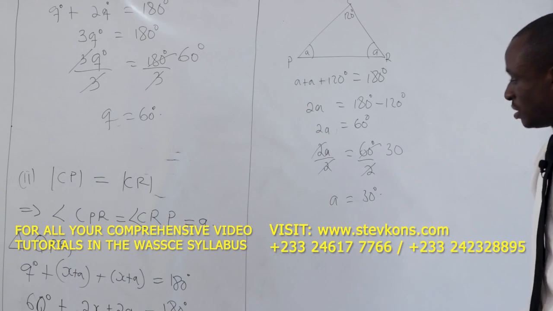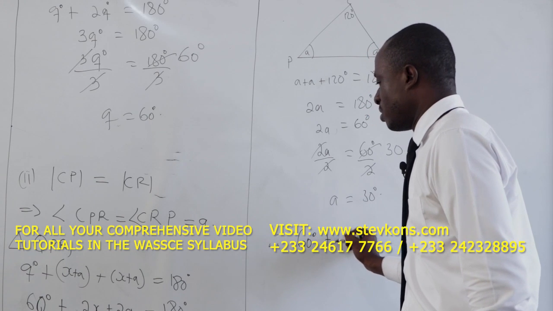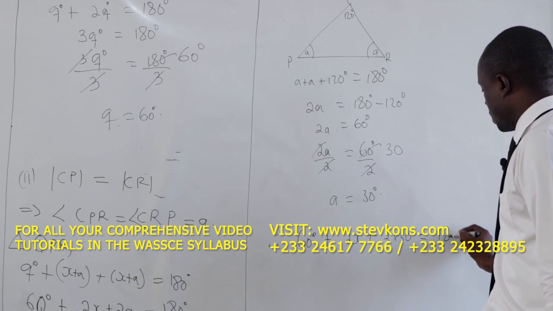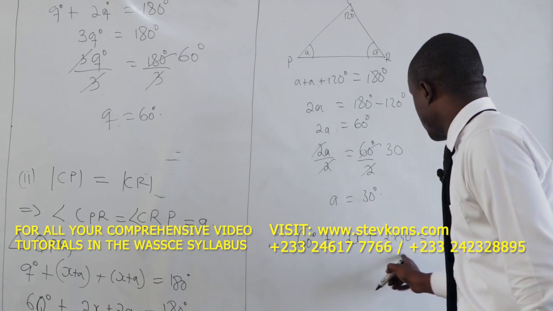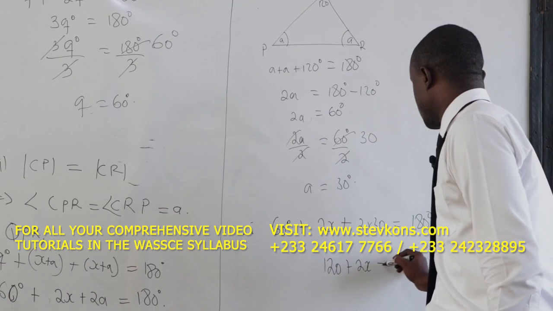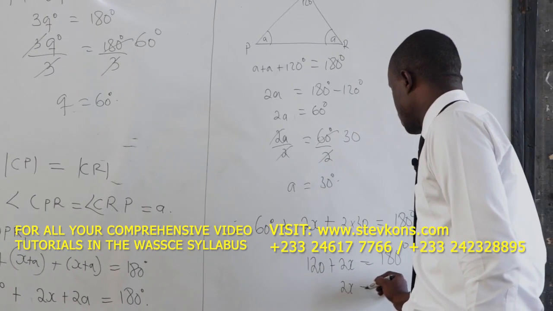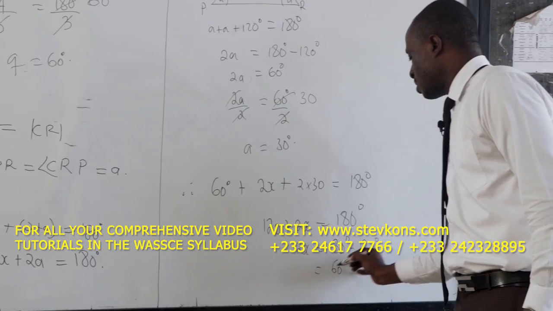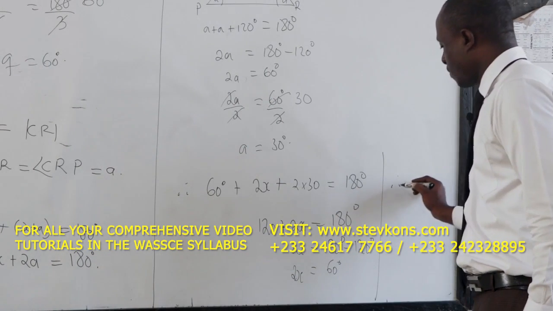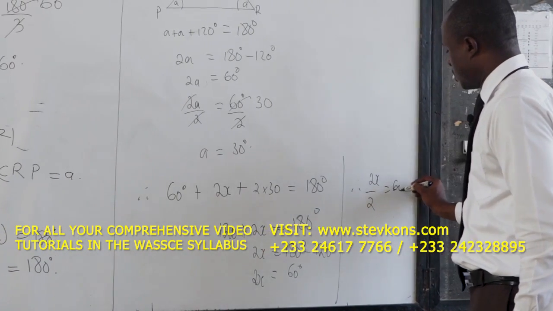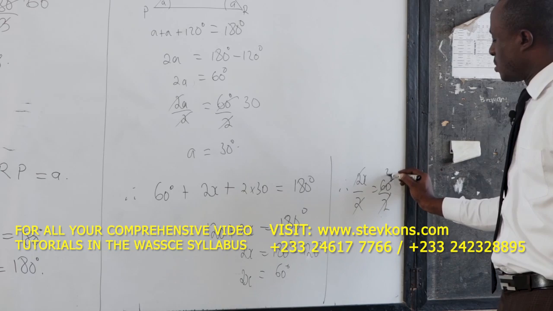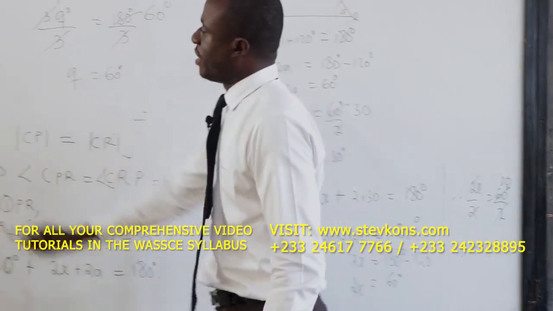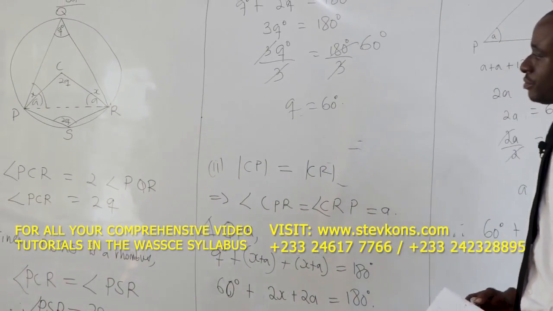30 degrees. Now, substituting it into this, therefore, what do you have? 60 degrees plus 2x plus 2 times 30 equal to 180 degrees. Now, 60 plus 60, that is 120, plus 2x equal to 180 degrees. 2x, we have 180 degrees minus 120 degrees. And this is equal to 60 degrees. Therefore, 2x over 2, 60 degrees over 2. 2 goes into 60, that's 30. So we have our x to be 30 degrees. So we know the x over here to be 30 degrees.